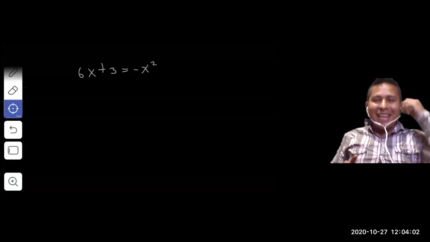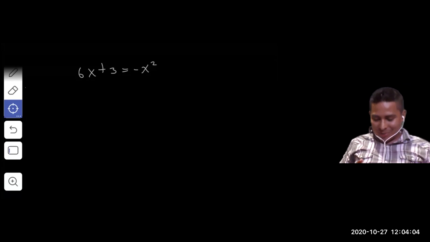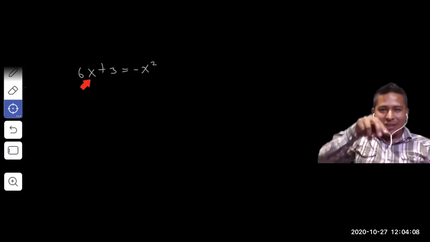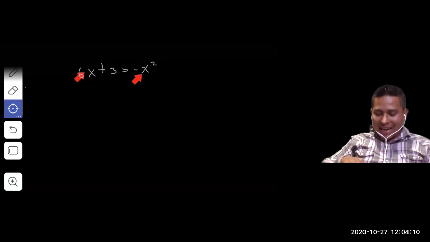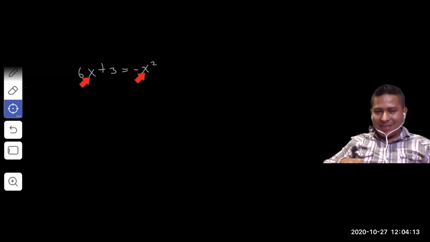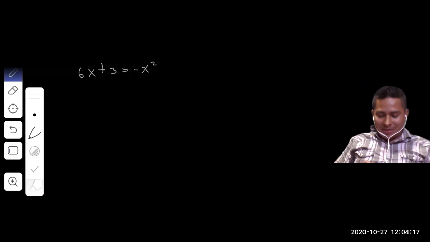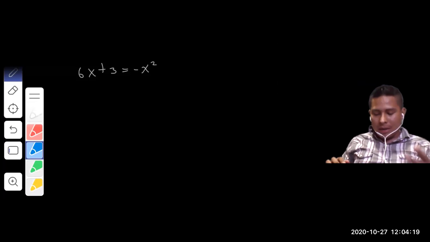Let's see. We have this quadratic equation again. I need to find which value of x I need to substitute here and here so that I can make these things equal. That is a little bit hard. What I'm going to do instead, guys, is put this quadratic equation in standard form. After that, I'm going to use the quadratic formula.